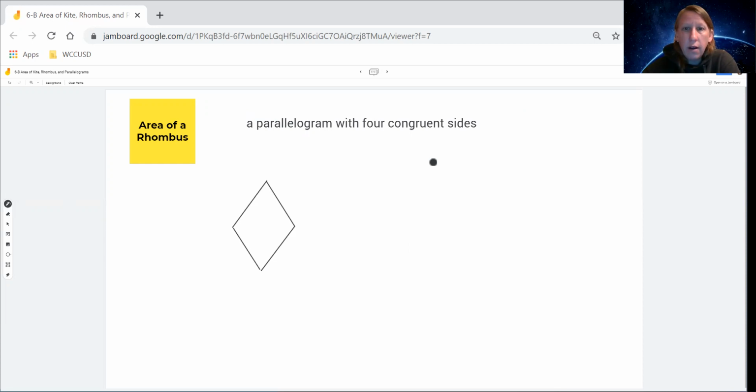Okay, you can have really long, skinny diamonds, or you can have kind of short, fat diamonds. The point for this is that all the sides have to have the same mark.